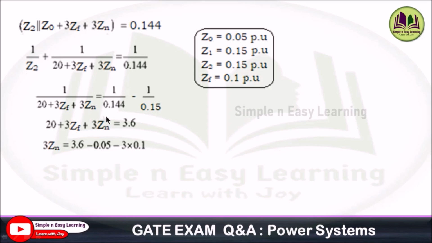Now for 3Zn, we need to find this Zn value. So 3Zn equals 3.6 minus the other two terms taken to that side: Z0 is 0.05 minus 3 into ZF, and 3 into ZF is 0.1. Substituting, you will get Zn equal to 1.08 per unit. So in the options, the correct option is the one where the value of Zn lies between 1.05 and 1.15.